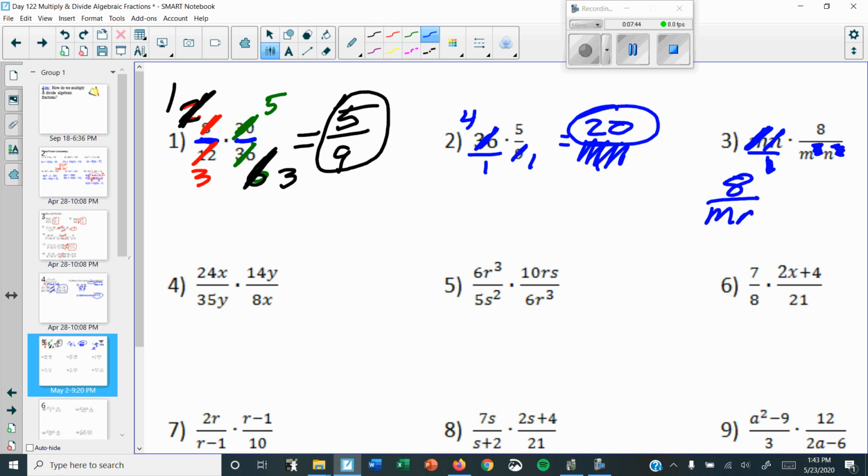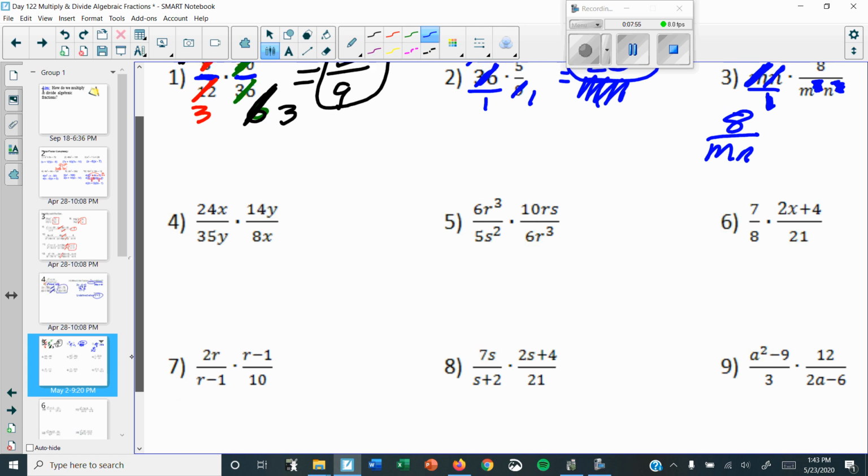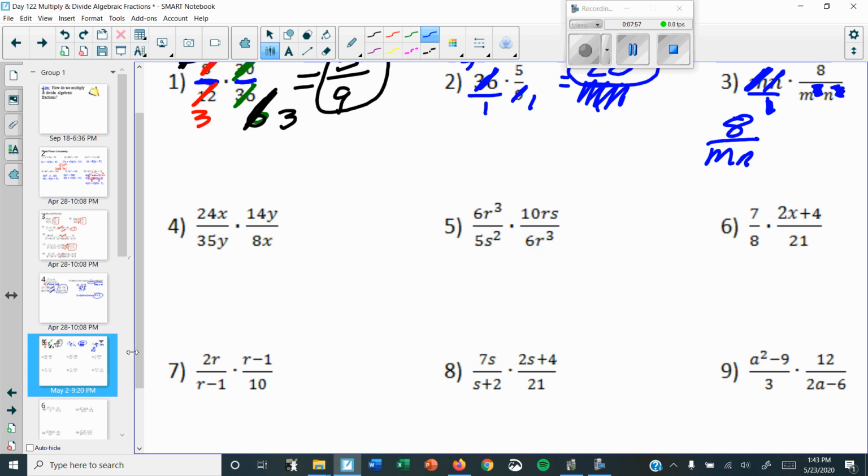So what are you left with? 8 over mn. The problem I see with students on this lesson is that when you're crossing things off, you're not being neat, and you forget about things that are still there. It's very easy to forget if you're messy with your crossing off. Oh my goodness, that n is still there. Yeah, so be careful. Okay, here we go.